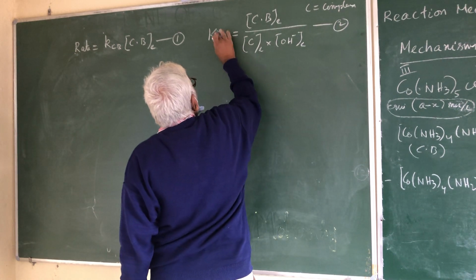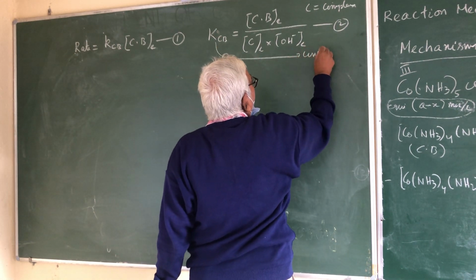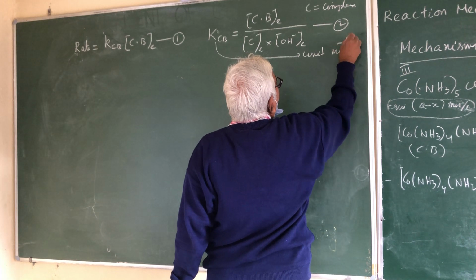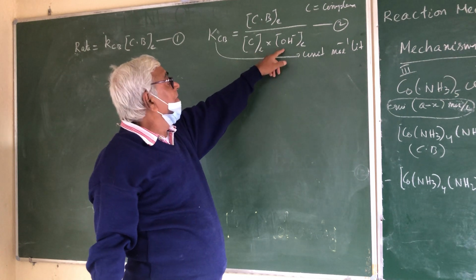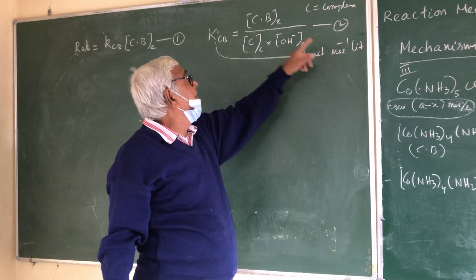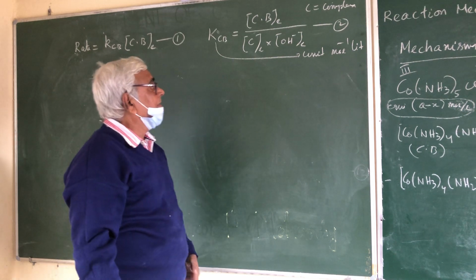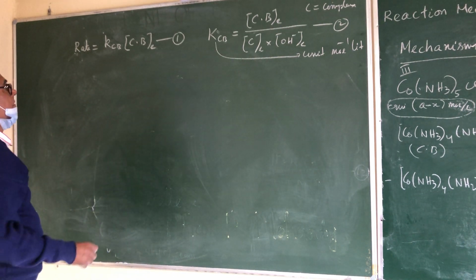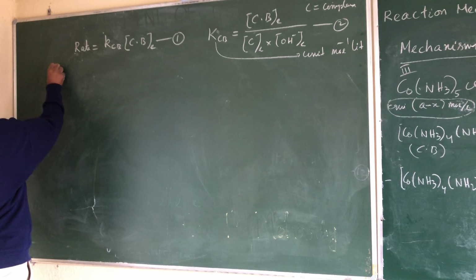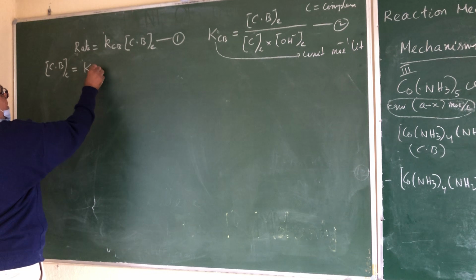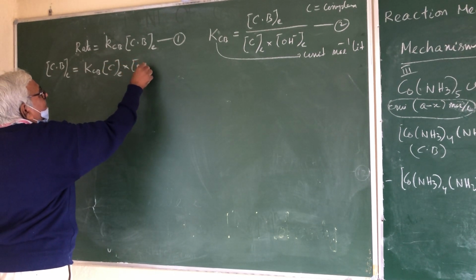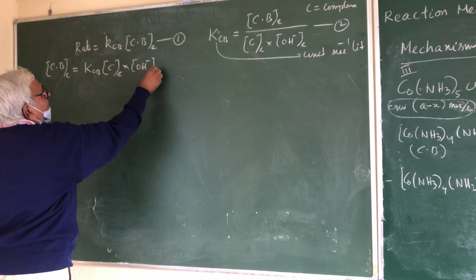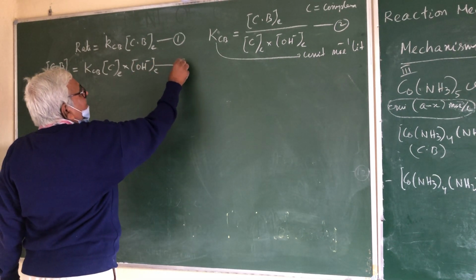So what should be the unit? The unit will be mole inverse liter. Because one concentration unit divides another concentration unit, only one concentration unit is left in the denominator, so the unit of KCB will be mole inverse liter. So we can write down conjugate base equilibrium will be equal to KCB into complex equilibrium into hydroxide ion equilibrium. This is equation 3.